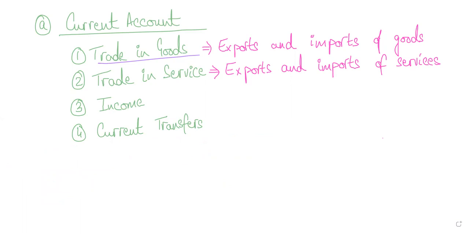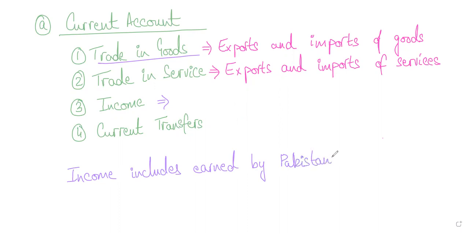Okay, now moving forward. Now, income. What do we record in the income section of the current account? Listen to this very carefully. Let me write down the definition over here because then it gets a little tricky. Income includes income earned by Pakistanis on foreign held assets. Now I'll tell you what that means.